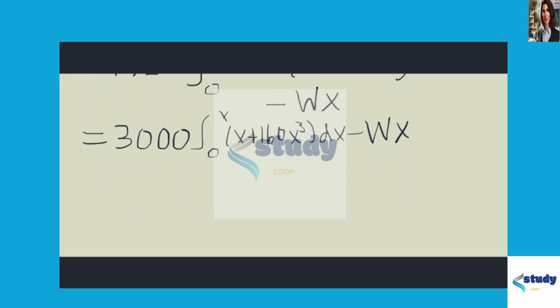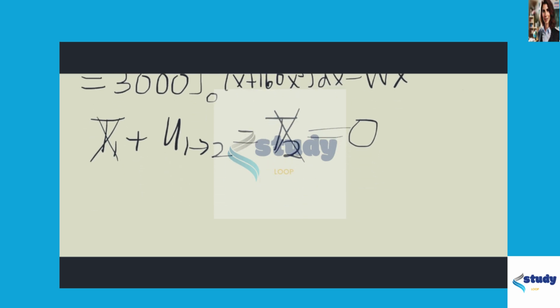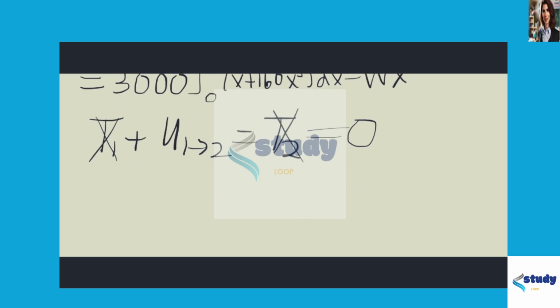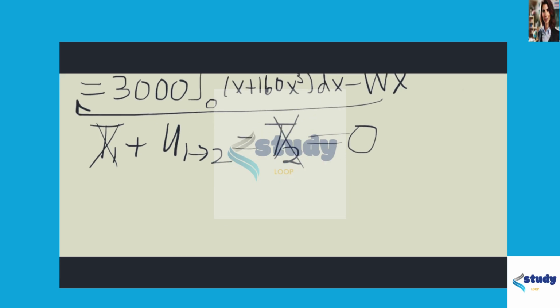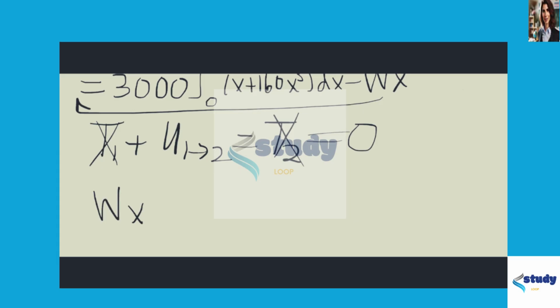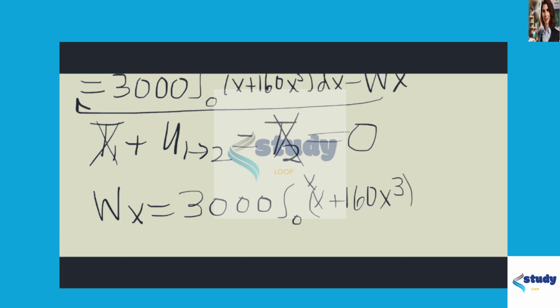Luckily for us, this entire expression is equal to 0 because T1 plus U12 is equal to T2, and as I said before, T1 is 0, T2 is 0, so this is all equal to 0. Alright, so now what I'm going to do is bring this wx over to the other side of this expression. And that enables us to say wx equals 3,000 times the integral from 0 to x of x plus 160x cubed dx.